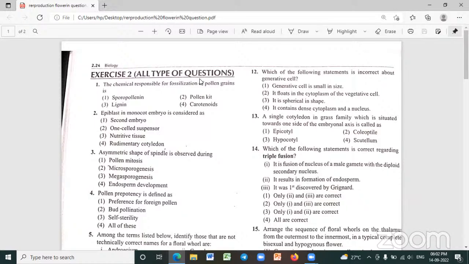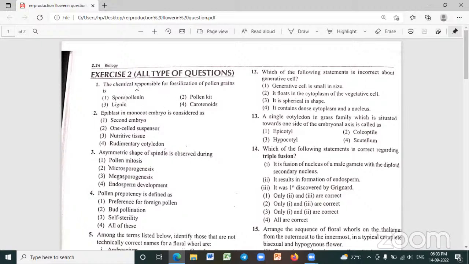This question is taken from morphology of flowering plants. First question: the chemical responsible for fossilization of pollen grains is, so what are the options given here? Sporopollenin, pollen kit, lignin, and the fourth one is carotenoid. Which is the correct answer?